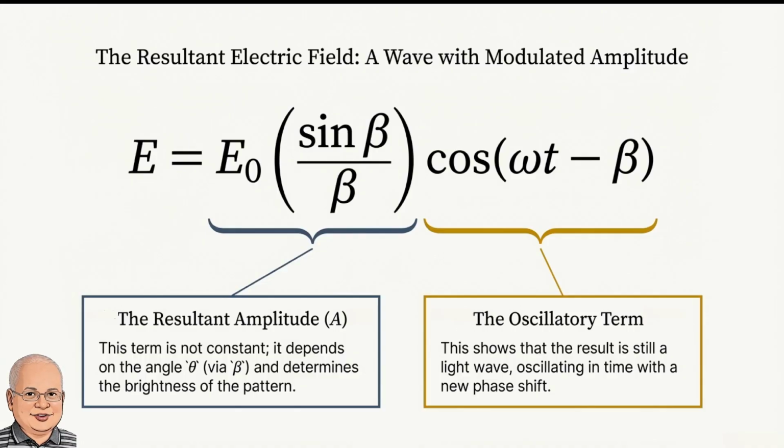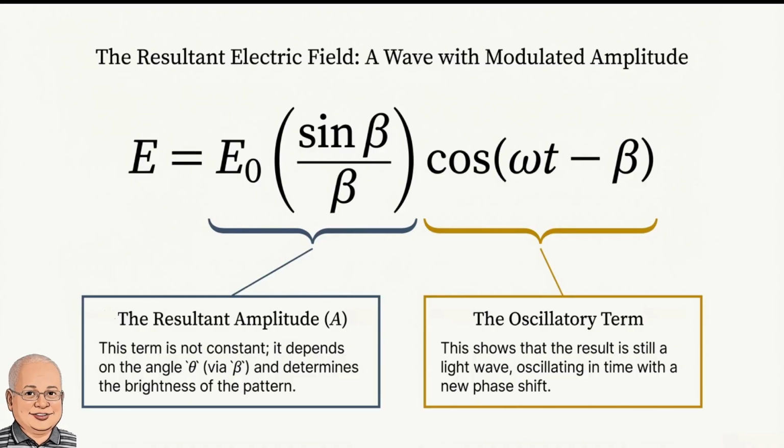Now E0 into sin beta by beta, this is the resulting amplitude. It does not have a time factor, so it is only the amplitude factor. Cos (omega t minus beta) has a time factor, so that is the oscillating term. Now this amplitude term A shows that the term is not constant. It depends on the angle theta. How does it depend on the angle theta? Through beta. Remember the definition of beta. Through beta, it depends on the angle theta.